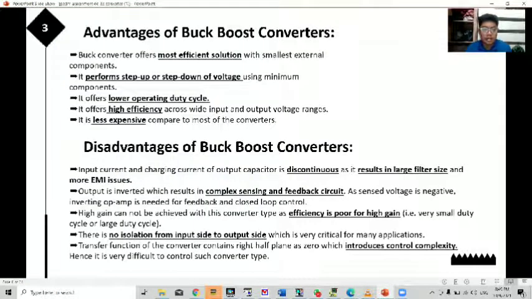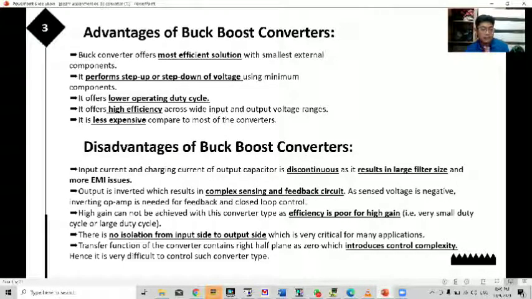For the next slide, I will present the advantages of buck boost converters and the disadvantages of buck boost converters. For the advantages, first, the buck boost converter offers the most efficient solution with the smallest internal components. Next, it performs step up or step down of voltage using minimum components.